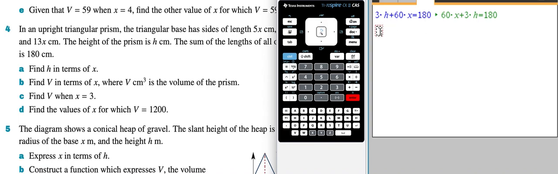So again, okay, I've got that. I can rearrange it for h. So h equals 180 minus, actually it won't be 180 because I've divided it by 3, so it'll be 60 minus 20x. Right, so there's my h, okay?